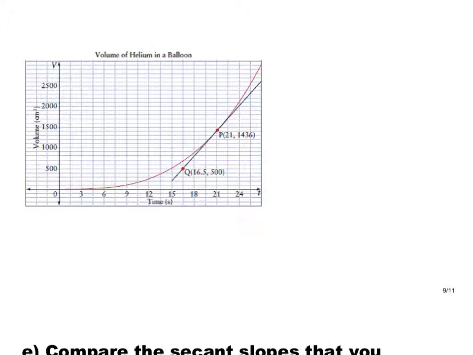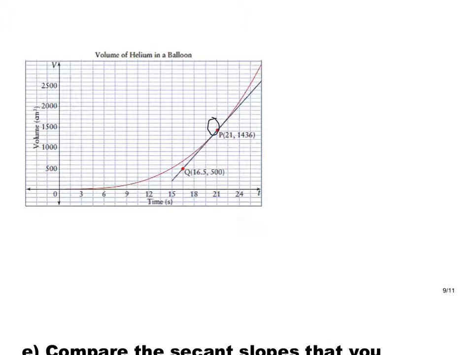The graph looks like the one which is shown here, and at point 21 and 1436, at this point we are drawing the line which is tangent, which is touching the curve at only one point, which is point P.